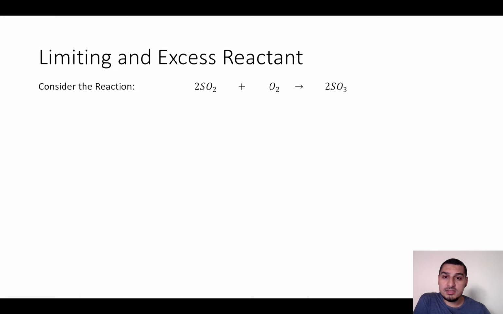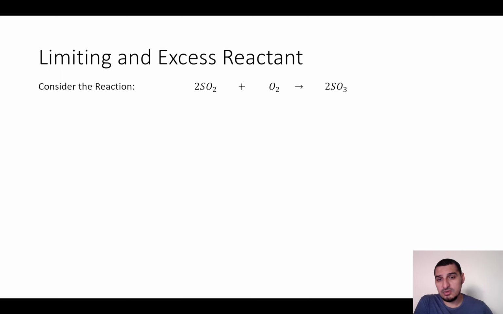Now we are going to discuss a very related thing, which is what we call the limiting and excess reactants. And to understand this, let's look at this example that we have here. We have sulfur dioxide reacting with oxygen, producing sulfur trioxide. Before anything, we need to make sure that this reaction is balanced. So we have two atoms of sulfur here. We have in the product two atoms, so it's the same. We have four oxygens and two more, so this is 6, and we have 6 atoms of oxygen in the product. So the reaction is a balanced reaction, so we can proceed.